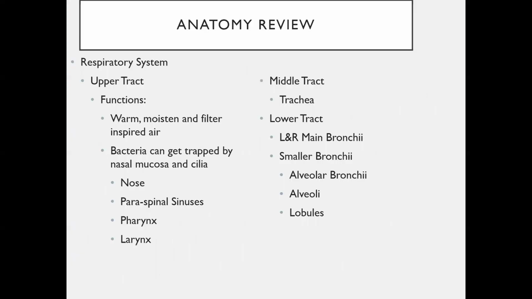So we talked a little bit of percussive therapy, right? We have our upper tract of the respiratory system. It warms, moistens, and filters the inspired air. This is where bacteria is usually trapped by the nasal cilia and the mucosa. So we have the nose, the paranasal sinuses, and the pharynx and larynx as the upper tract. And we have the middle tract, which is the trachea, and the lower tract, which are the left and right main bronchi, then the smaller bronchi, and then the alveolar bronchi, the alveoli, and the lobules. All of that is kind of the breakdown of that respiratory system.